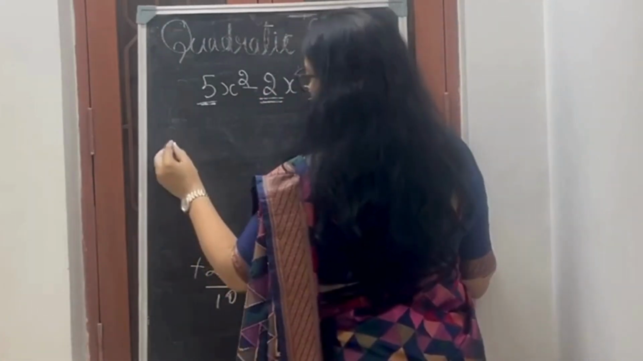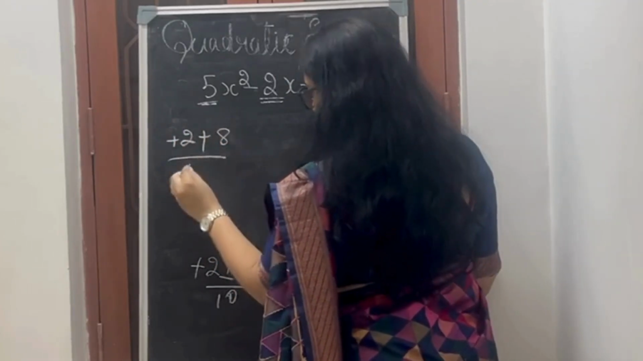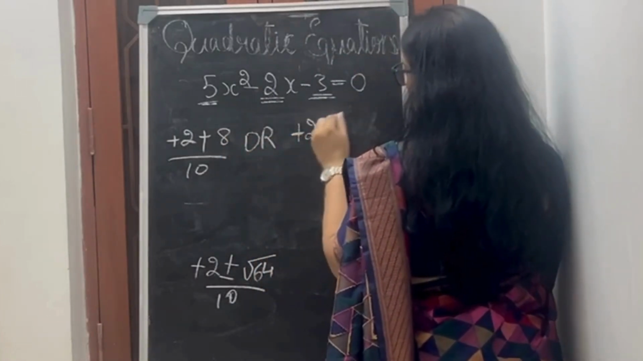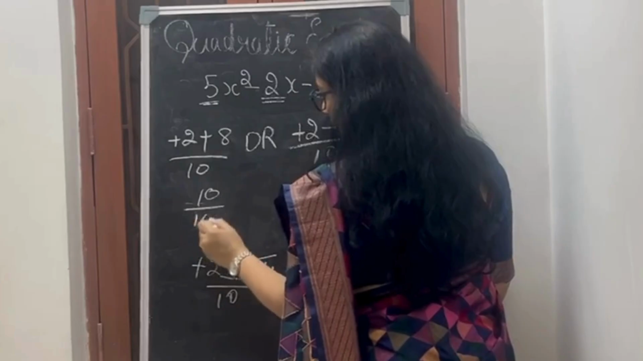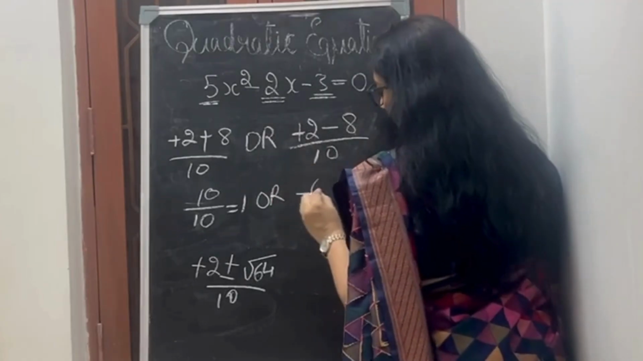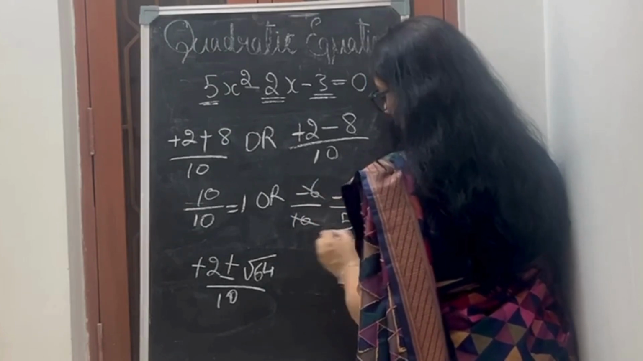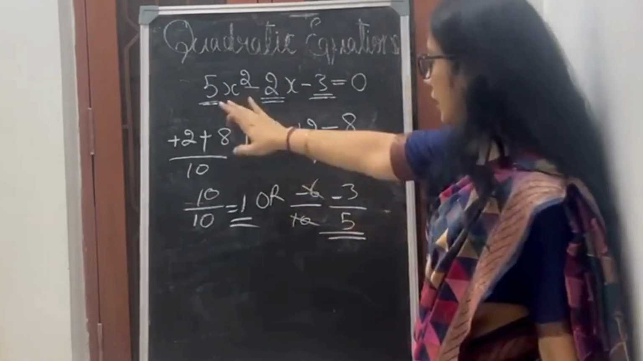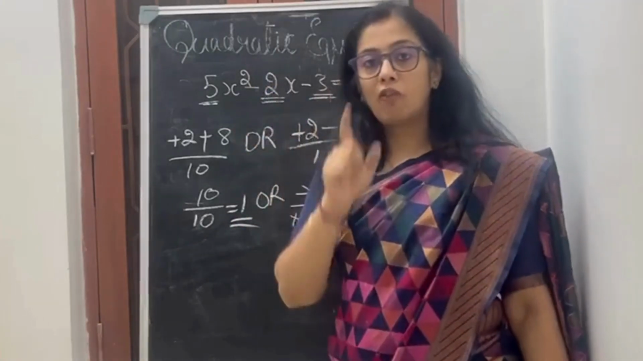2 answers. So it will be plus 2 plus square root of 64, which is 8, by 10, or plus 2 minus 8 by 10. So that is 10 by 10, which equals 1, or 2 minus 8 is minus 6 by 10, which is 2 3s are, so minus 3 by 5. So these are the answers for x. This is how we find. So what are the answers for x? X is either 1 or minus 3 by 5. This is how we use the formula and solve the equation.